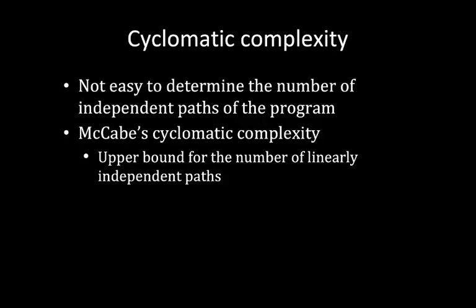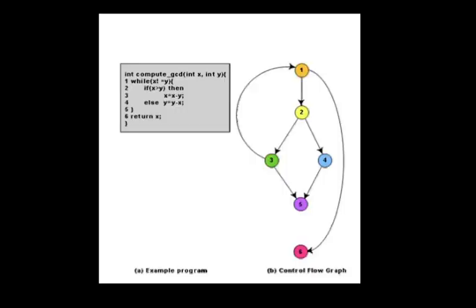It is not easy to determine the number of independent paths of a program. So McCabe's cyclomatic complexity is used. It gives an upper bound on the number of linearly independent paths. If we get a value like 3, then the program has a maximum of 3 linearly independent paths. If the cyclomatic complexity value is 5, then there are 5 linearly independent paths in the program.